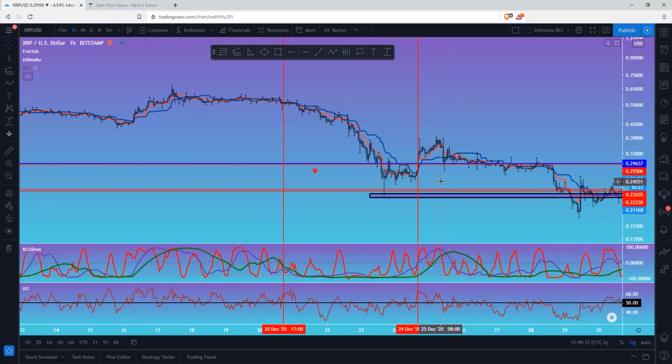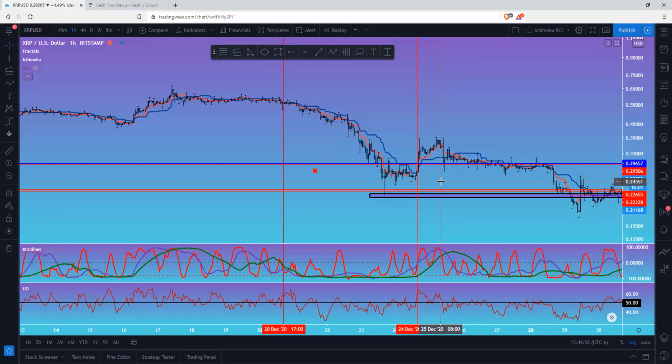Always remember this. If price breaks your Kijun, let's say if you're in a short like this market, and as soon as price breaks your Kijun and it's a clean breakout, get out immediately. Do not try to hold it any longer. Take all your profit off the table.